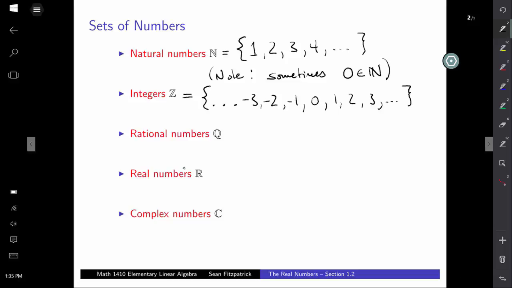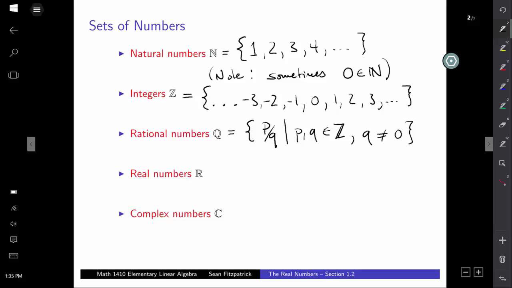The rational numbers are what you get when you introduce fractions. So we can write the rational numbers using set builder notation. We can say, well, it's the set of all fractions of the form p over q, where p and q are integers, and we know we're not allowed to divide by 0, so let's specify that q here is not equal to 0. That gives us the set of all rational numbers.